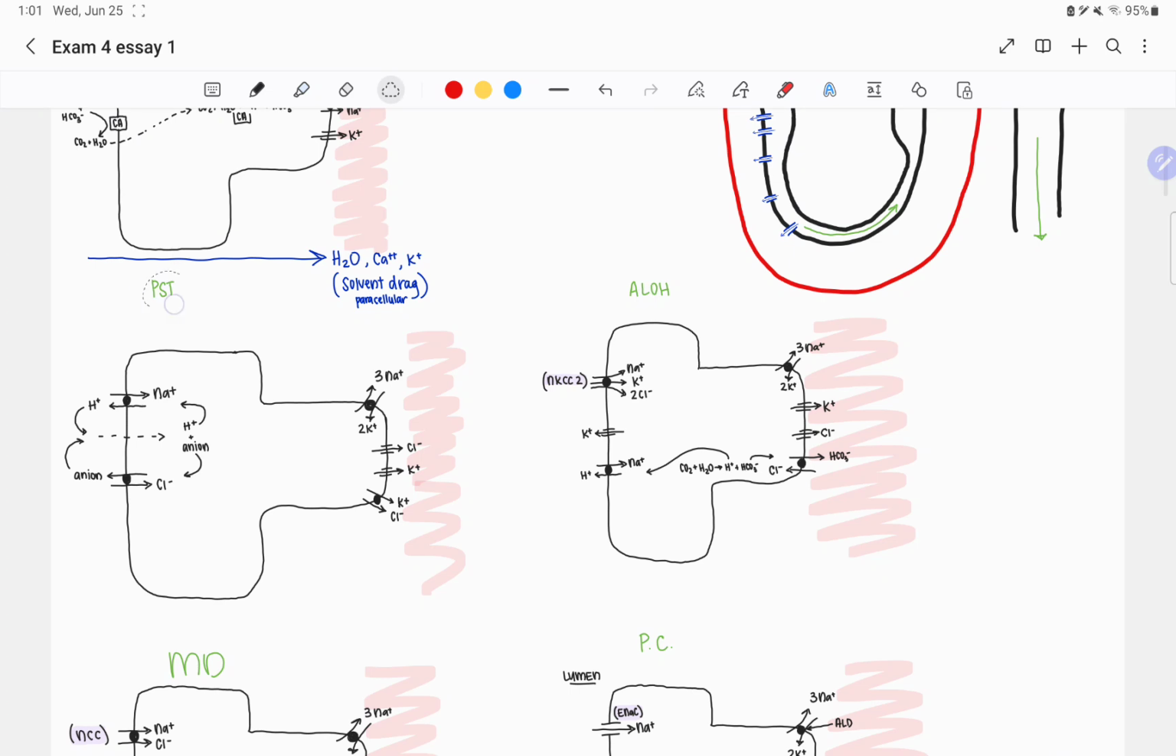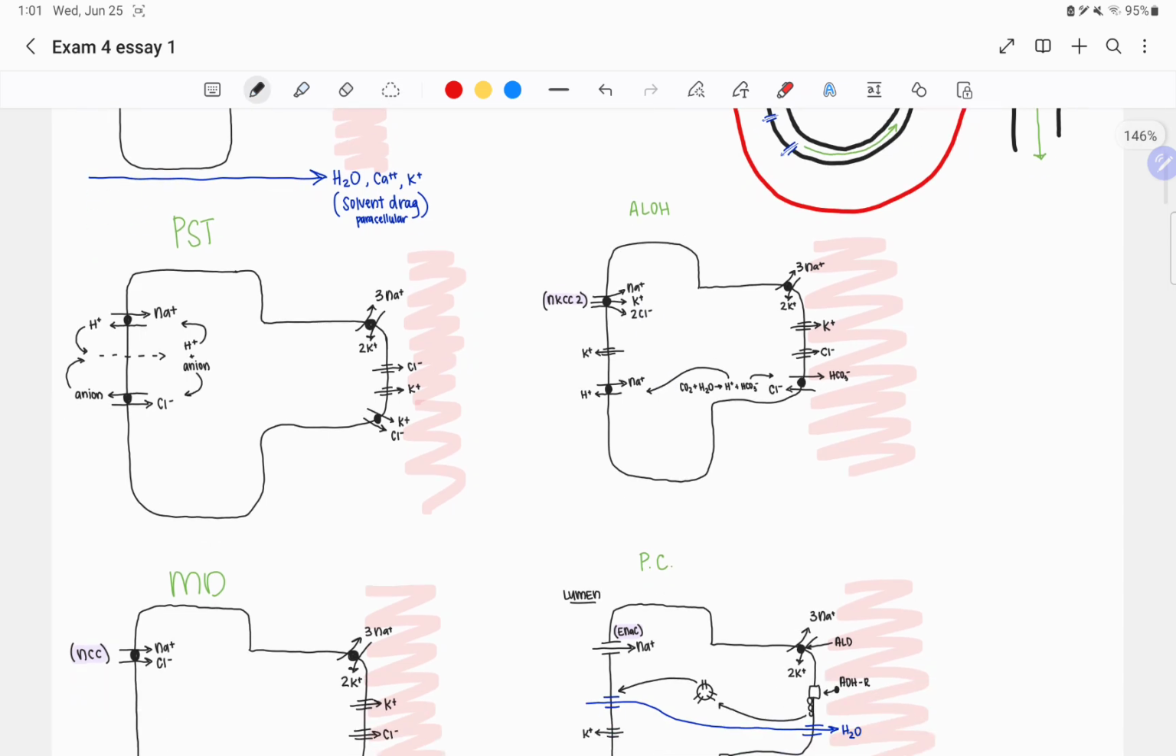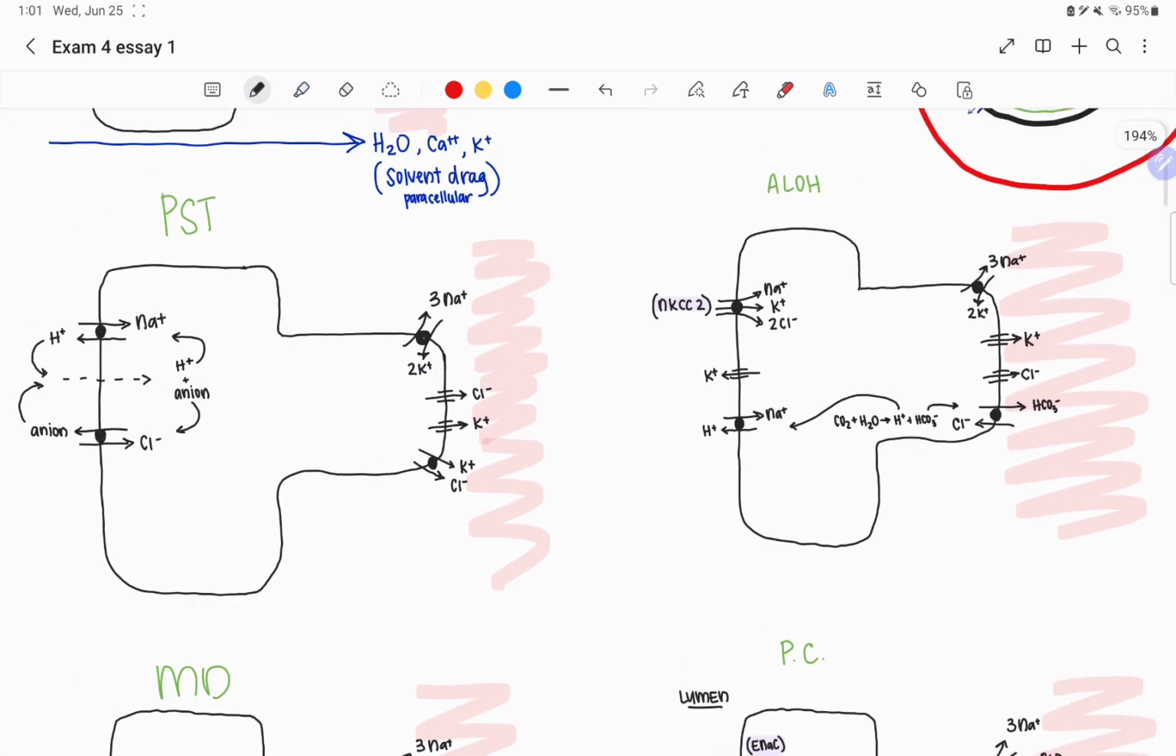Then we get over to our proximal straight tubule. Okay, now a lot less is happening in here, thank goodness, right? So what we have here is a sodium being pumped in and a hydrogen ion being pumped out. We also have a chlorine being pumped in and an anion being pumped out. Just some negatively charged particle, right? So then our anion and our hydrogen ion, they combine out here and they diffuse across the membrane. And once they're back inside the cell, they split up and the process starts over.